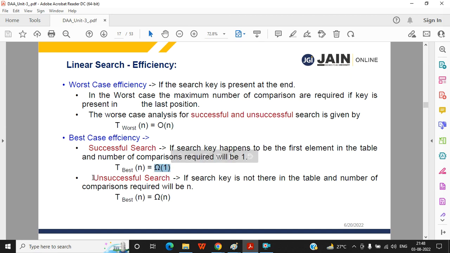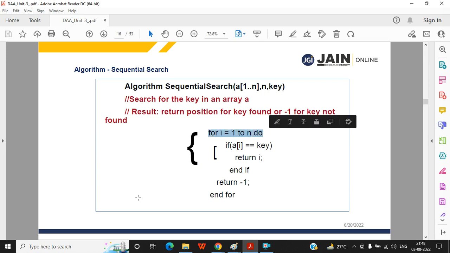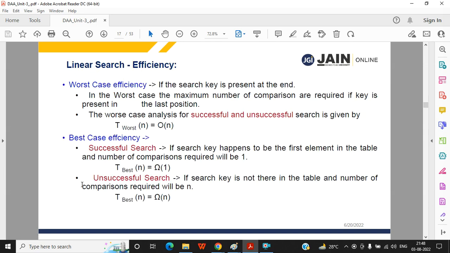Now, what is an unsuccessful search? Suppose you are not finding the element anywhere in the array. Then what will happen? The thing is that you have to go through the array, which means you have to move through this loop completely. If you iterate this loop completely, then how many times will this operation take place? N times. So if the search is unsuccessful, what will be the amount of time required? The time consumed is to traverse the array.